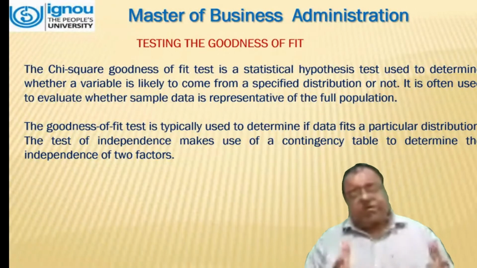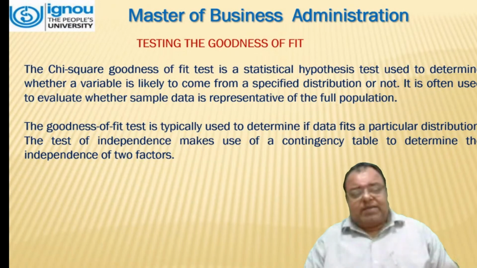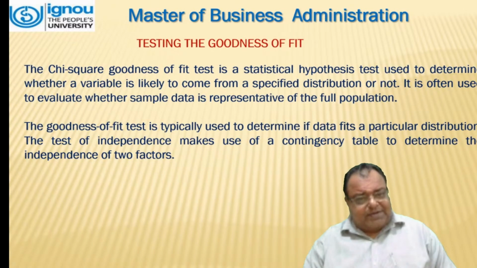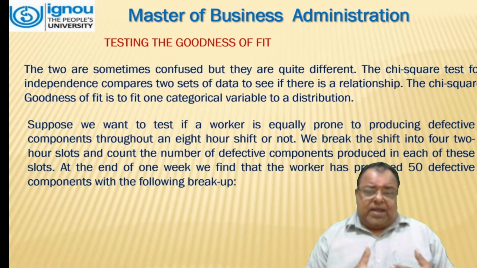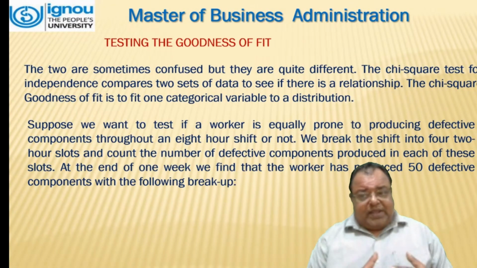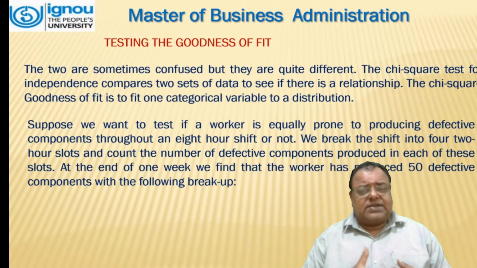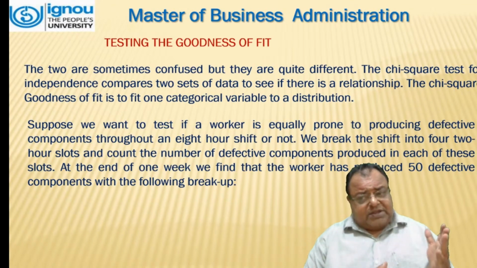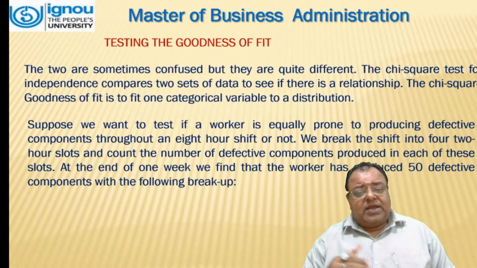The test of independence makes use of a contingency table to determine the independence of two factors. The two are sometimes confused, but they are quite different. The Chi square test for independence compares two sets of data to see if there is any relationship among them. The Chi square goodness of fit is to fit one categorical variable to a distribution.